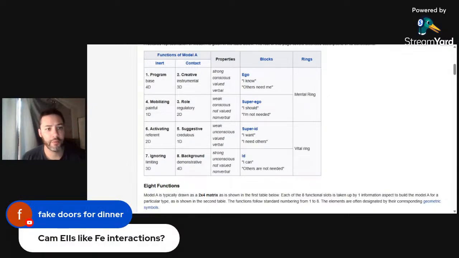Can EIIs like FE interactions? Yeah, of course. To me, it's kind of like saying, can an EII enjoy going to a concert where there's a whole lot of emotion and people going crazy and shit? Like, yeah, they can get into that mood and emotionality of things. So yeah, they can.